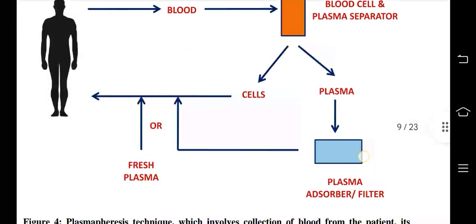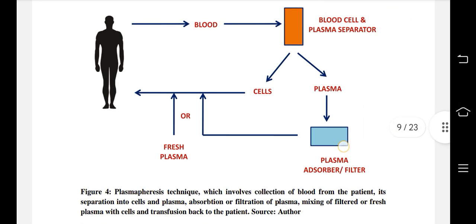Here you could see the plasmapheresis technique, which involves collection of blood from the patient, its separation into cells and plasma, absorption or filtration of plasma, mixing of filtered or fresh plasma with cells, and transfusion back to the patient.